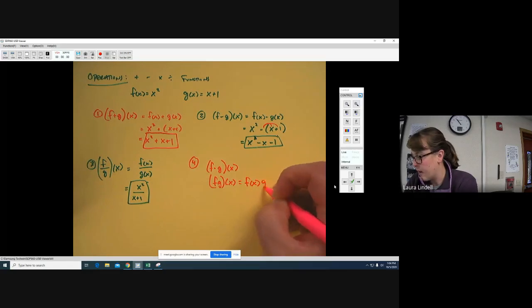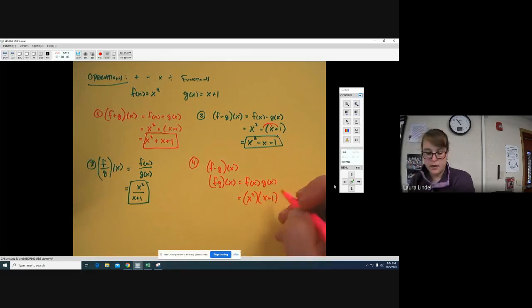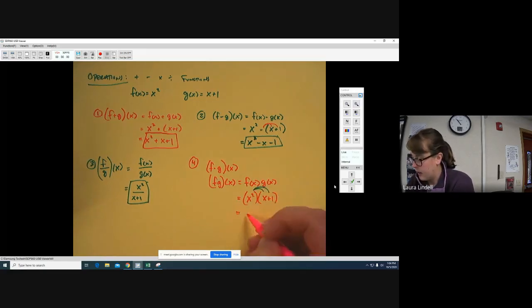So f of x times g of x, which is x squared times x plus 1. And then we would just simplify it. So distribute the x squared to get x cubed plus x squared.